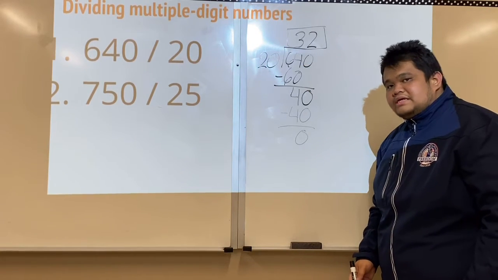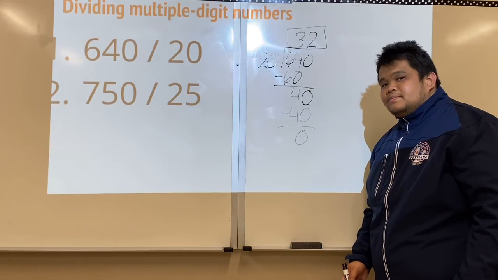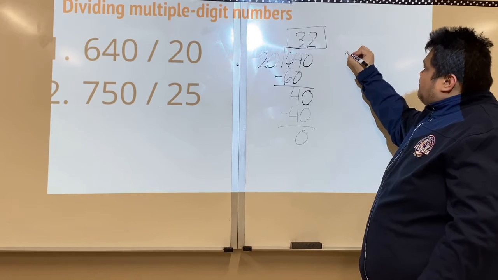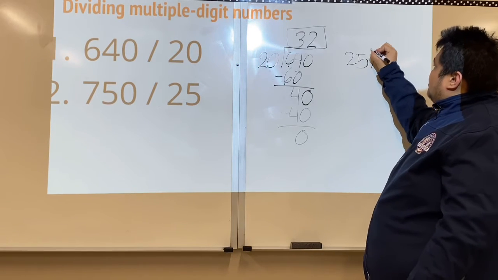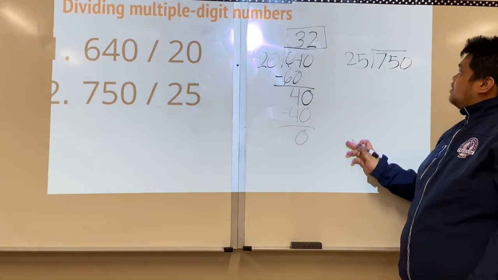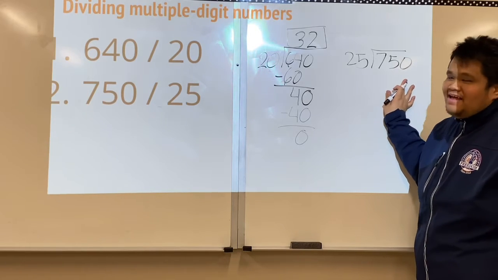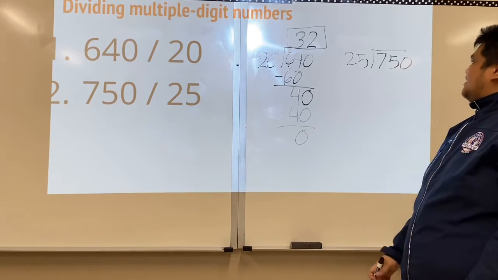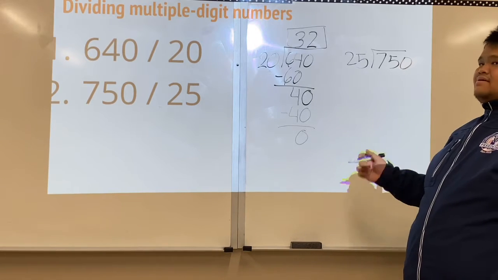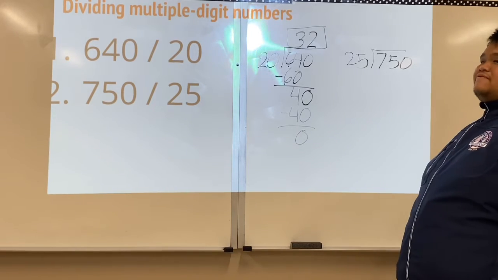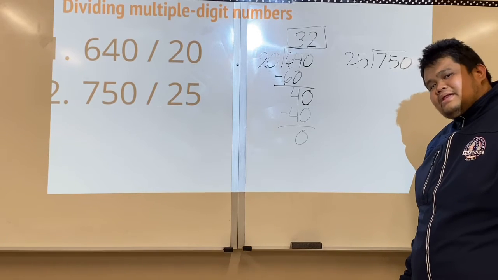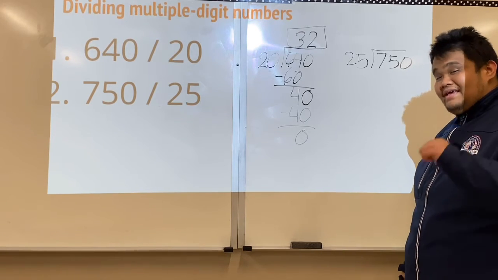Now, can we move on to the next question? Okay? Alright, so let's write it down. 750 divided by 25. Okay, so class. Now, let's start. Can we divide 25 by 7? But can we divide 25 by 75? Can we divide 75 by 25? Yes. So how many is that?